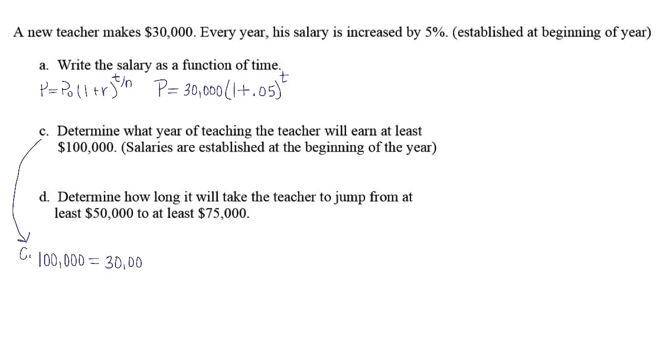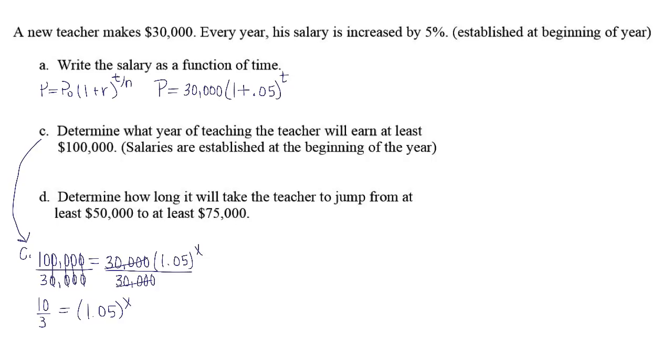30,000 times 1, and if we go ahead and add our rate, that's going to be 1.05, and that's going to be raised to x, because x is going to be our time period. And so here we need to solve for our x. So the first thing we do would be to divide both sides by 30,000. And remember here, we can reduce this quite a bit by removing those zeros. So we have 10 over 3 is equal to 1.05 raised to the x.